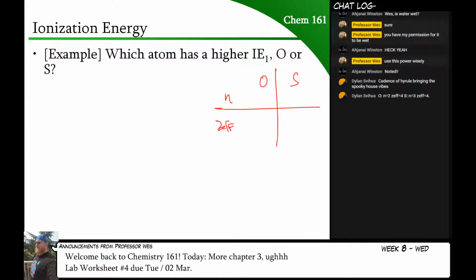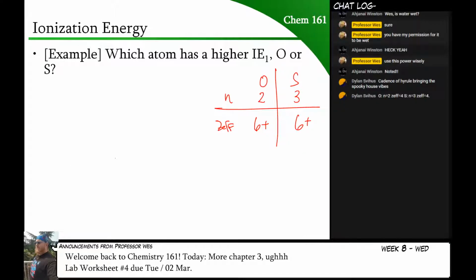All right, we have an answer. That's the correct answer. It is oxygen. So let's fill in all the information that we have. n is 2 for oxygen, but it's 3 for sulfur. Now, the wrong Z effectives, unfortunately. So this is the number that you should get.